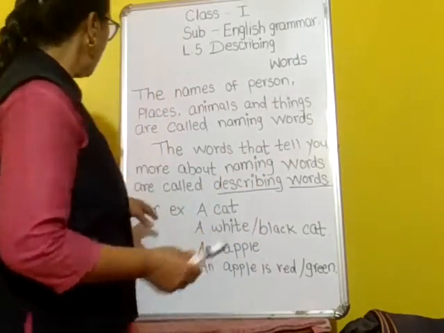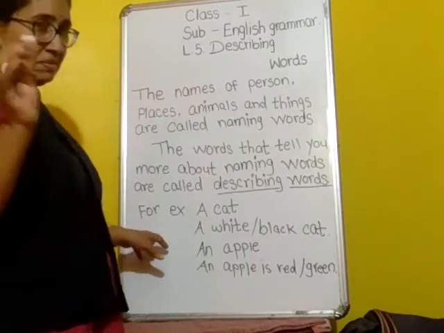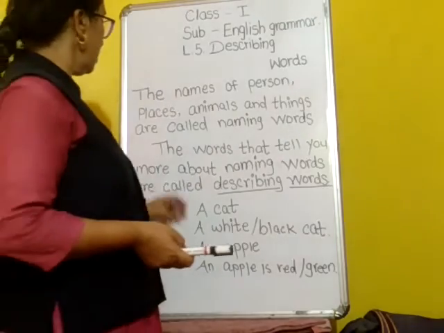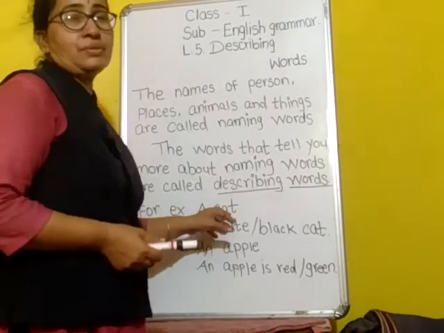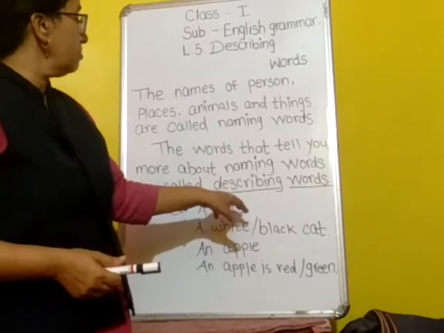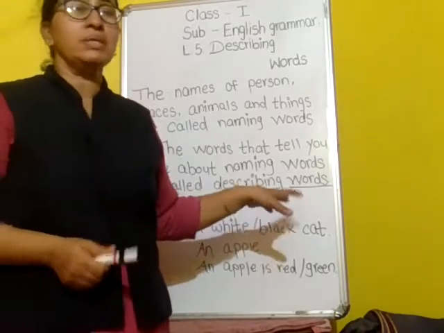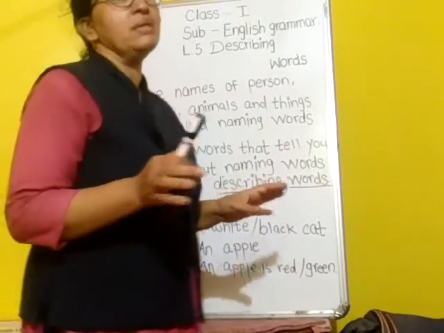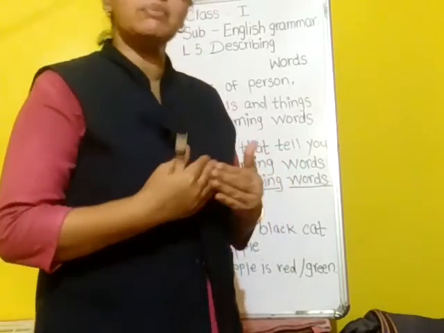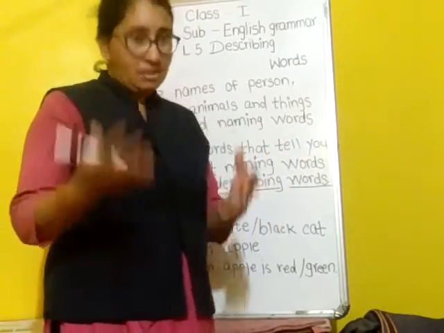Okay, so for example, here I have given an example of this pen also, and here again I have written the words a cat. From this you can understand this is a noun because it is the name of an animal. Okay, simply from this you get an idea that this is a noun and this is the name of an animal.